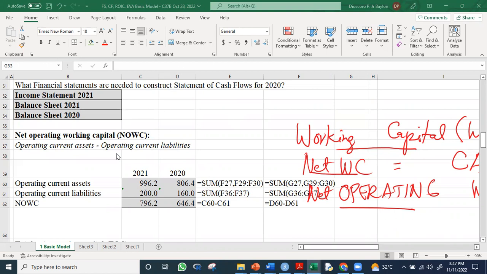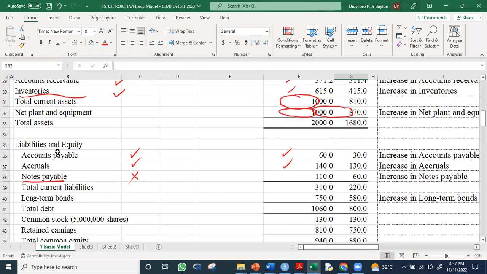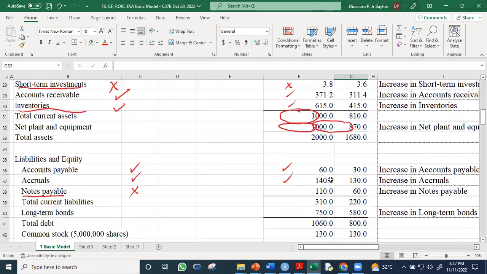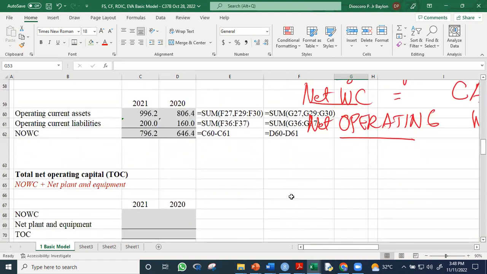Okay, any more questions, class? So I assume that you're able to follow. These formulas are pretty straightforward if we understand what operating current assets means. Let me just have a review of that. Operating current assets will not include any interest-bearing asset. In this case, it's short-term investment, so we will not include that. So what's included only in operating current assets? It's your cash, your accounts receivable, and your inventories. And then you subtract from that your operating current liabilities. Your operating current liabilities will not include notes payable because this is interest bearing. All right. So let's move forward.